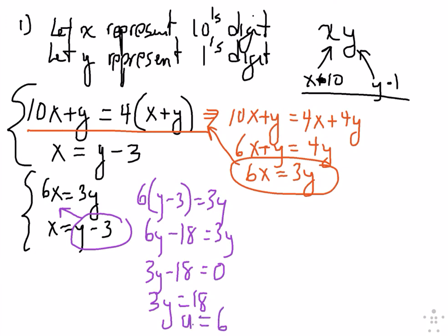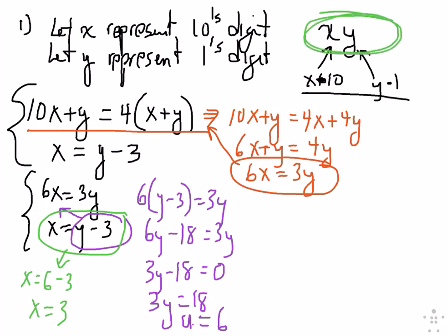Okay, y equals 6. Now we need to get x. I can take, for instance, this equation and figure out x. X equals y, which is 6, minus 3, so x equals 3. The number, remember, was represented as x, y. So the answer to this problem is x is 3, y is 6. So the answer is 36.